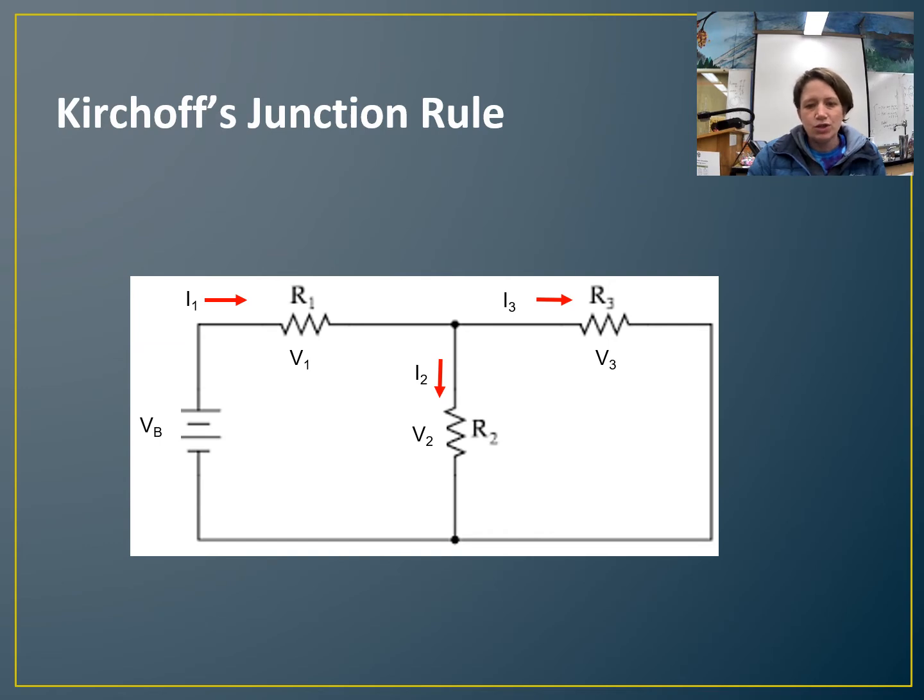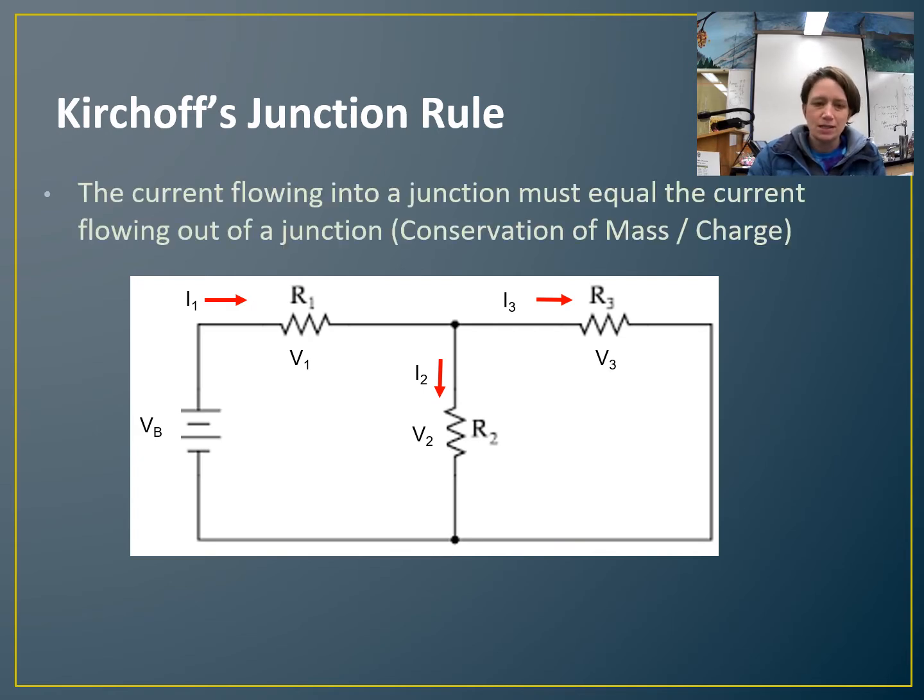So then we're going to use two rules, Kirchhoff's rules, to come up with the equations that we're going to solve to get our ultimate answer. The first one is called Kirchhoff's junction rule, and it's exactly the same as the junction rule in fluids, so it should make sense to you. The basic idea is the current flowing into a junction has to equal the current flowing out of a junction. This again is because of conservation of mass or charge.